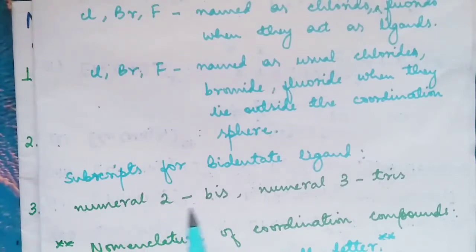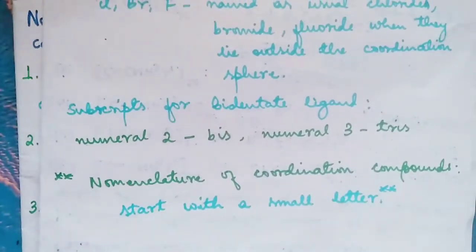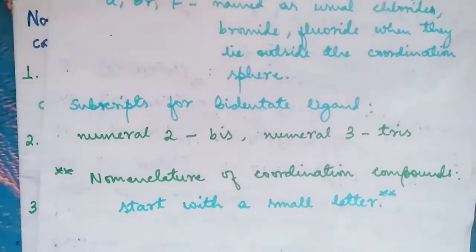And then the subscripts for the bidentate ligand. For the numeral 2, it is bis. And for numeral 3, it is tris. That is for the bidentate ligand. So while naming coordination compounds, we always have to start with a small letter. So you have to remember this.